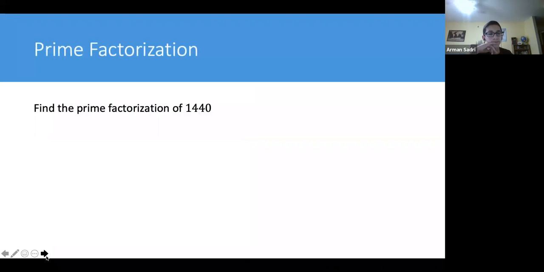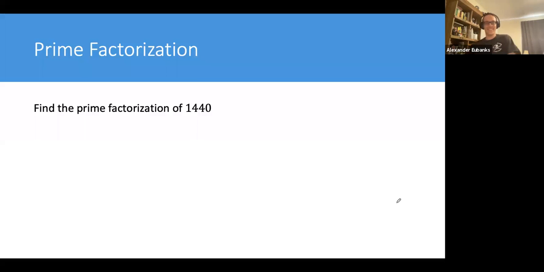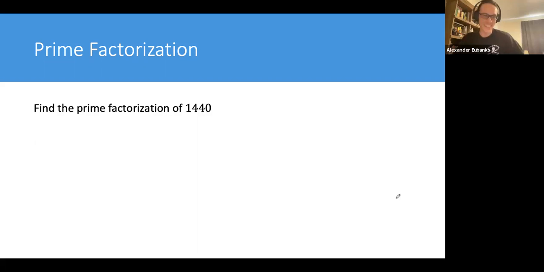So let's go ahead and discuss the prime factorization of 1400. And 40. Oh, yes, 40, sorry. I said it in my head. That's where it counts, right?